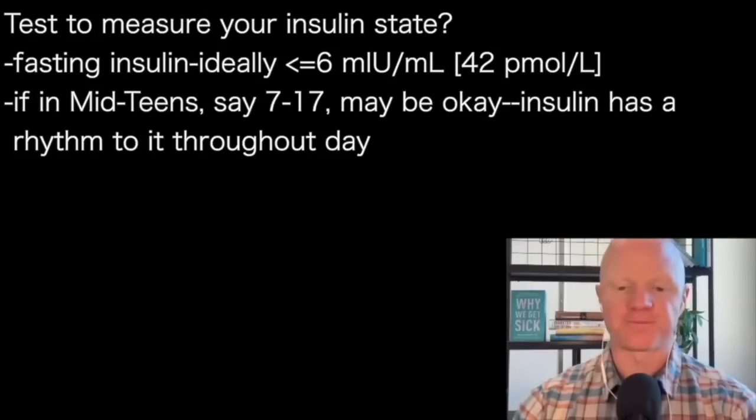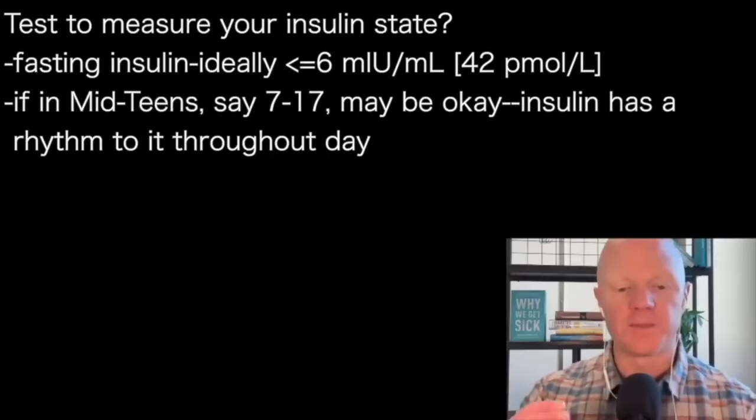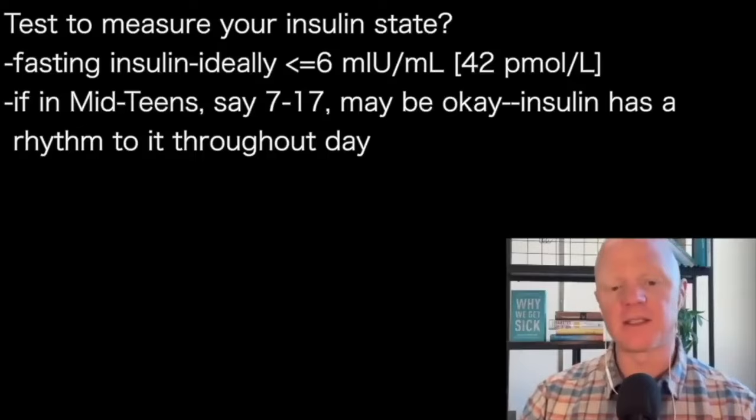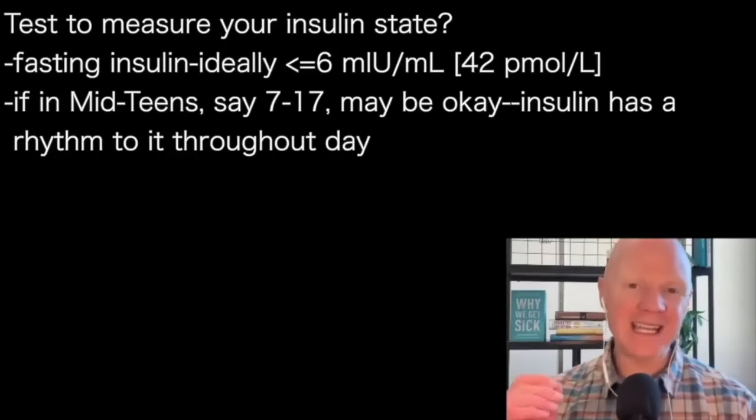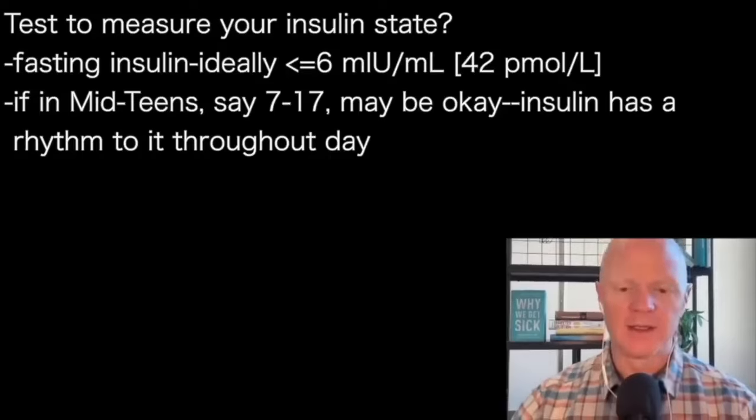Now, however, what if it's a little higher than that? What if it is up to the mid-teens, for example? So I have this other cutoff, where you can be a little loose with this. If someone has a fasted insulin between, say, 7 to 17 or so, that doesn't necessarily mean they're insulin resistant.